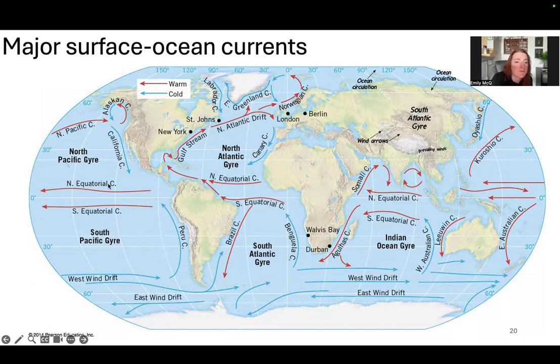So we have cold currents, which are the blue. Warmer currents, so the Gulf Stream, this is an important one. The Gulf Stream is a warm current. You're going to play with Google Maps, or sorry, Google Earth Pro for this lab, and I think you do look at the Gulf Stream. The Gulf Stream is incredibly warm.